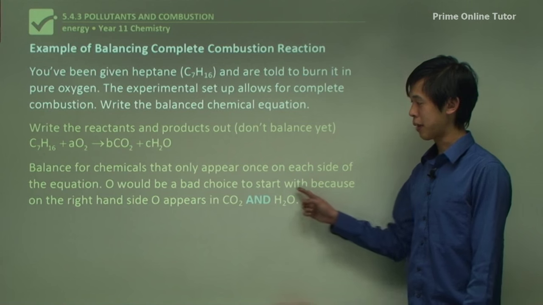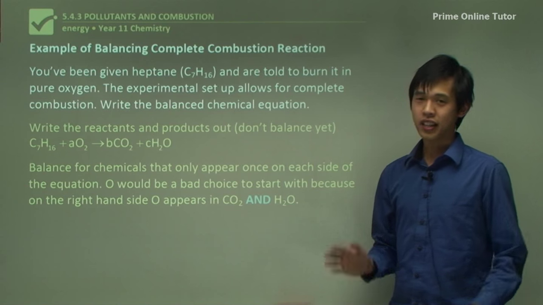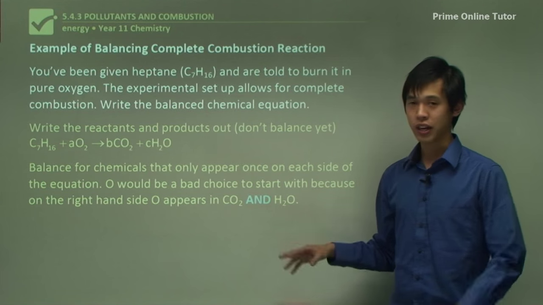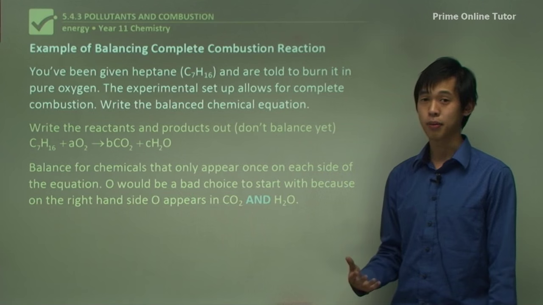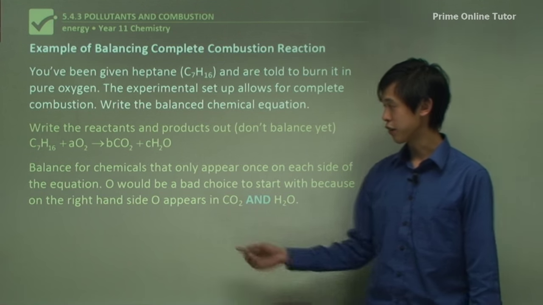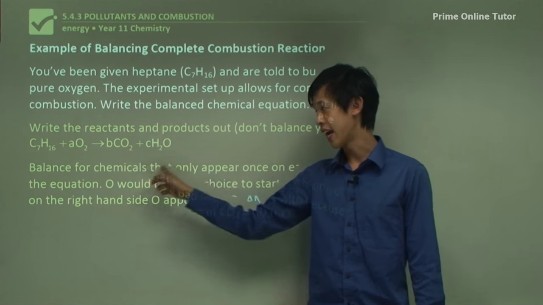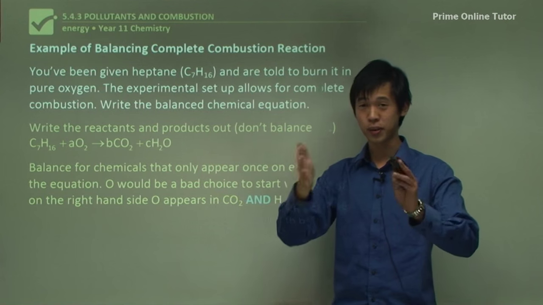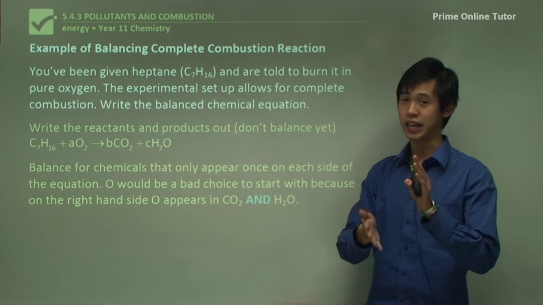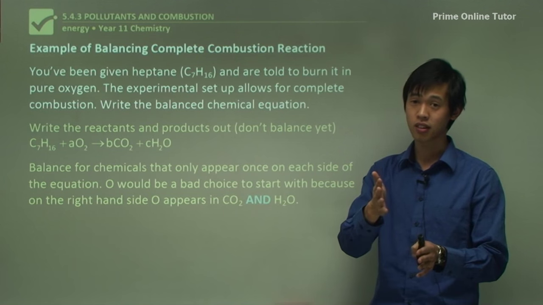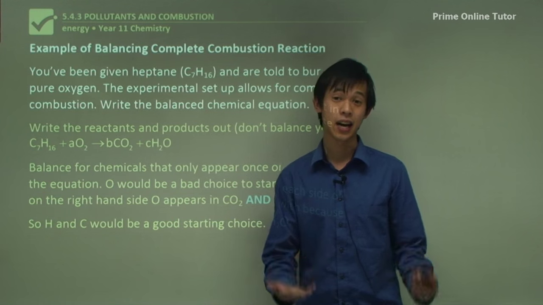Now, we balance for the chemicals that only appear once on each side of the equation, okay? That kind of doesn't really make sense, what I mean by that, but I'll show you by example. So O, or oxygen, would be a bad choice to start the balancing process with, because if you look on the right-hand side, O appears once in the CO2 molecule, and also in the H2O molecule. So you can see it appears twice on one side, but really we only want a chemical to appear once on each side. So that makes H and C a better choice to start with, okay?